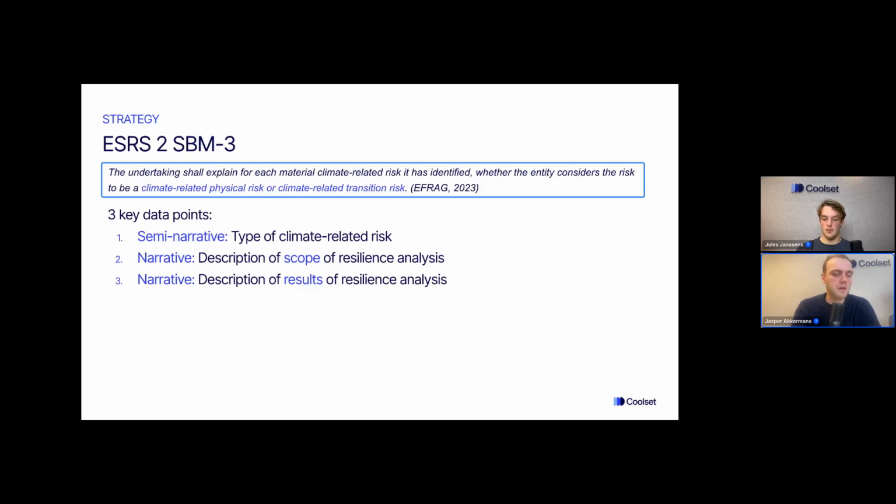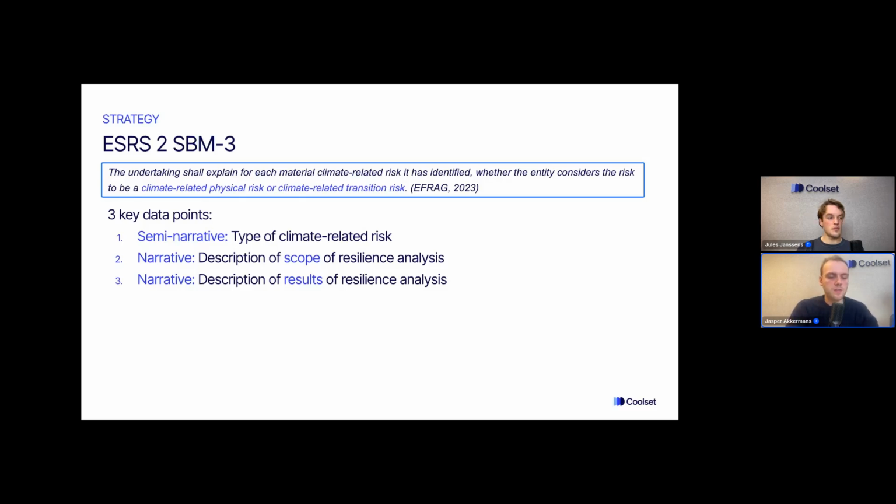So what that could mean, for example, is that a physical risk is, let's again take the example of the flooding in Valencia. That's a physical risk. So you might have a factory there that's completely flooded, which leads to millions in damages, but you can also have a climate-related transition risk. So 3 key data points here are, first of all, a semi-narrative one, which is the type of climate-related risk. So we're going to be looking at what are the risks that we need to consider.